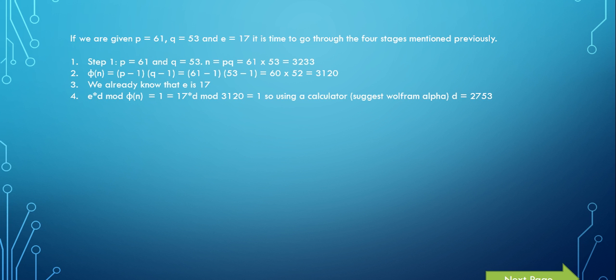So what we do, we put E in, which is 17, times D, mod the totient function, which is 3120. Now if you put this in Wolfram Alpha online, it will give you the answer that D equals 2753. Which is why I said I don't really need to tell you how moduluses work, because calculators would be supplied in a test situation anyway.